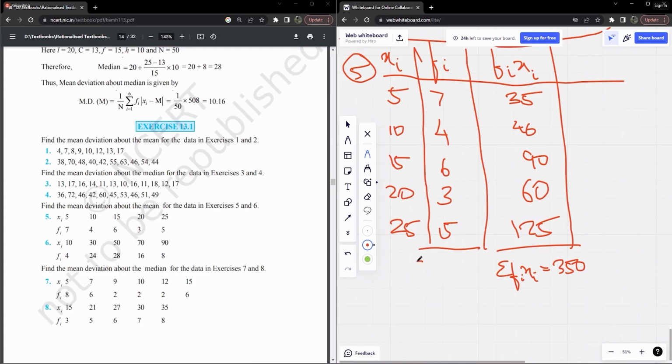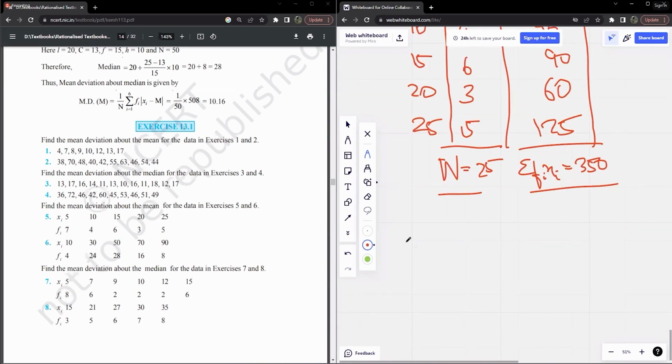And you have the summation of f, that is capital N, is equal to 7, 4 is 11, 11, 6 is 17, 17, 3 is 20, 25 is 25. Right? Therefore, the mean x bar is going to be equal to 350 divided by 25. That is, if I'm not wrong, that is 14.